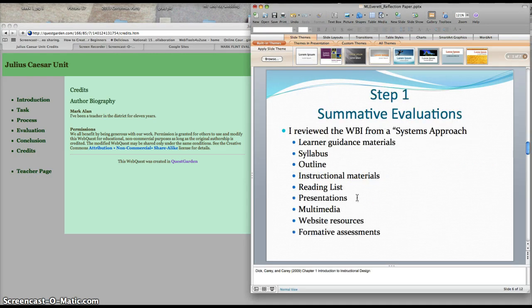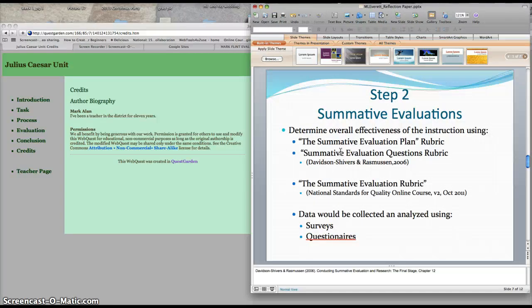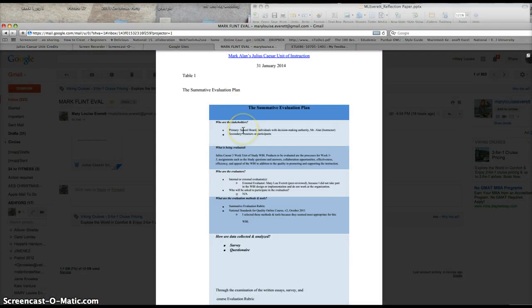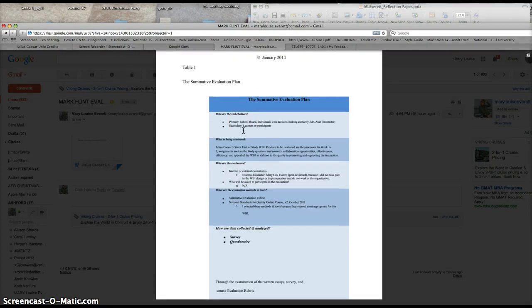Step 1. I reviewed this web-based instruction from a systems approach, and these were the factors I considered. Step 2. The evaluations. I determined the overall effectiveness of the instruction using the summative evaluation plan rubric, summative evaluation questions rubric, the summative evaluation rubric, and the data would be collected and analyzed using surveys and questionnaires. So let's take a look at that. And this was the report that I provided.